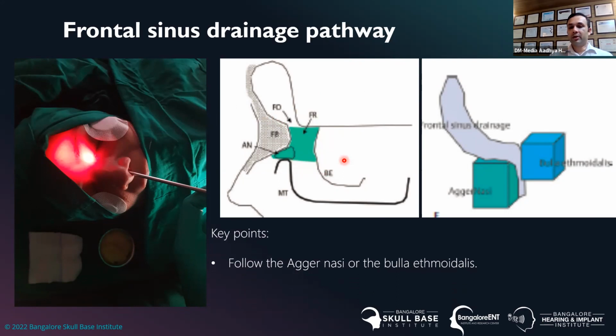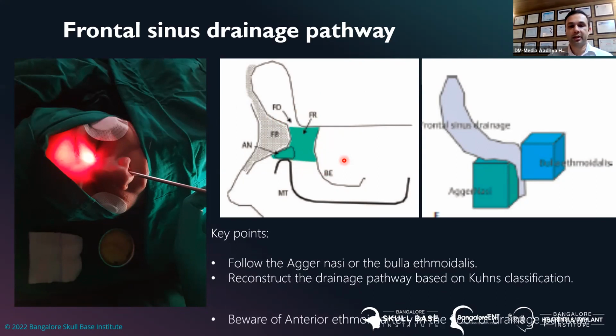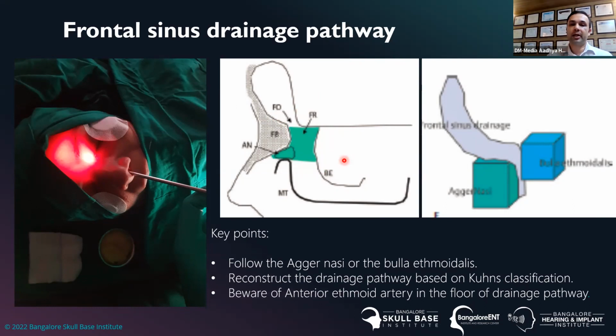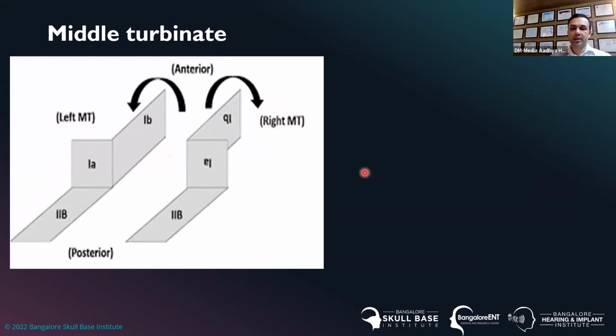Key points: we follow the agger nasi or the bulla ethmoidalis back up, and we need to reconstruct the drainage pathway based on Kuhn's classification. We always need to keep in mind that the anterior ethmoid artery lies in the floor of the drainage pathway, that is, the roof of the bulla ethmoidalis posteriorly. So we need to be careful of this artery that is present in the frontal sinus drainage pathway.